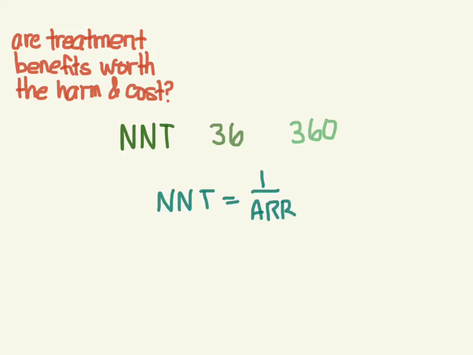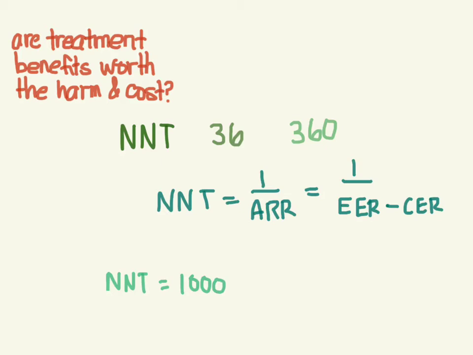And the formula for this is 1 over the absolute risk reduction, and you'll remember that the absolute risk reduction really is the experimental event rate minus the control event rate. So let's look at another example. Maybe the number needed to treat for a particular treatment is 1,000. So you need to treat 1,000 patients to see benefit in one patient.